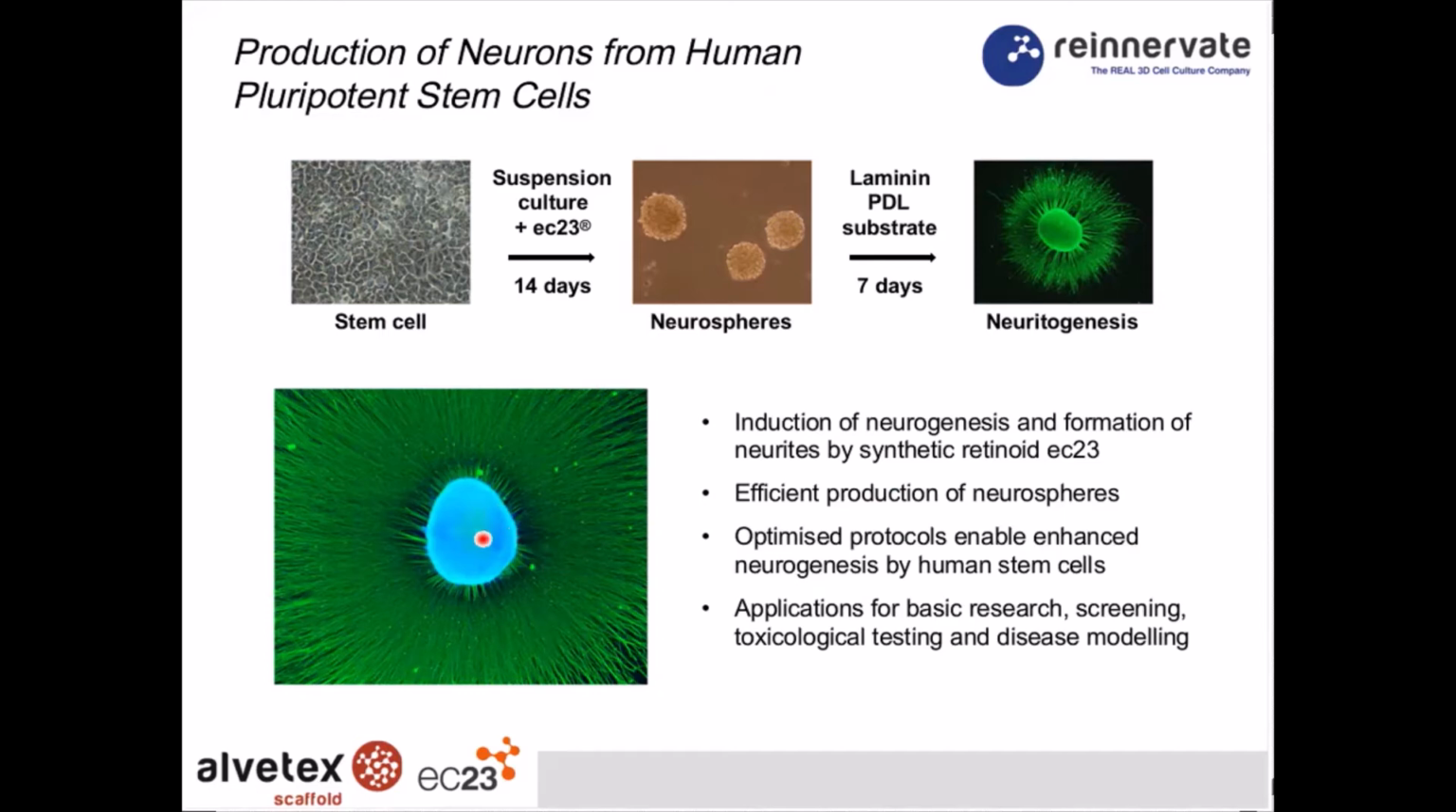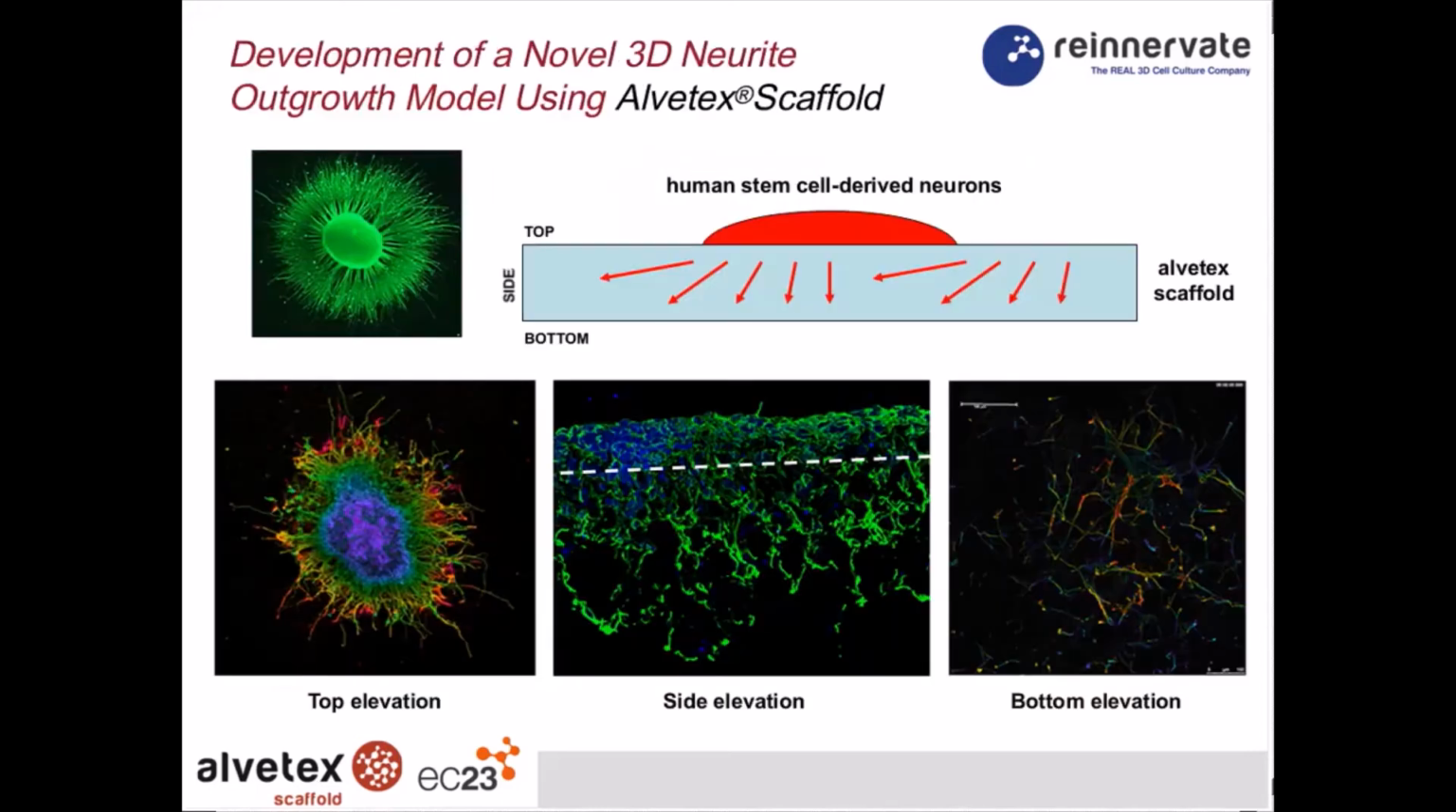Okay, so very efficient. So then what we do is we take those structures, and rather than putting them in 2D, we take the neurosphere and we place it on the surface of Alvetex. And then the neurites radiate out from the neurosphere. Those arrows are actually the wrong way around.